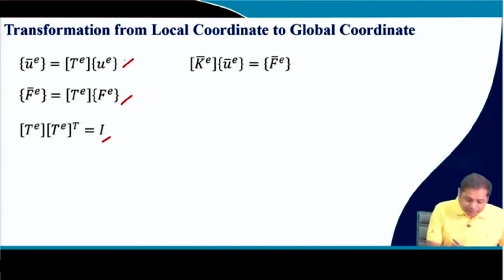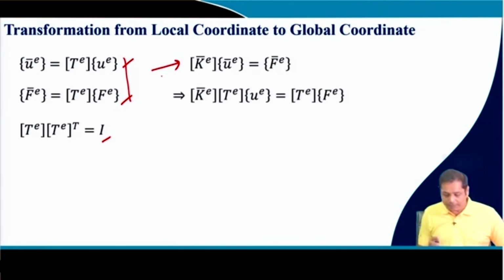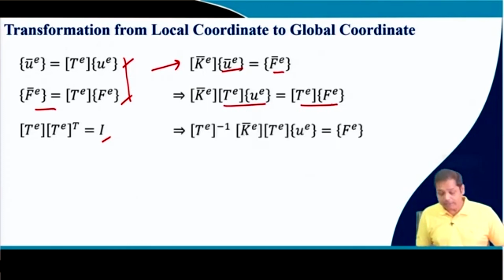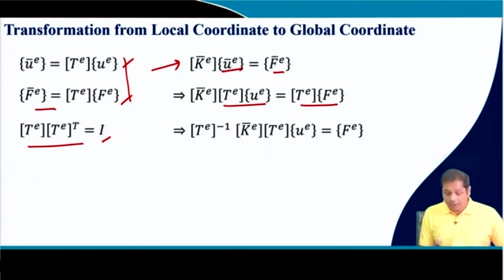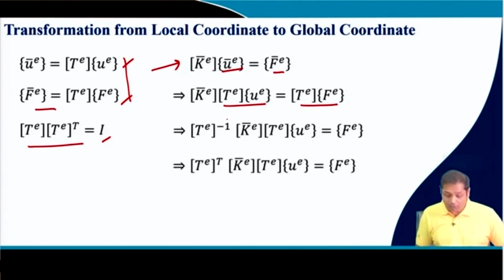Now with this information, if we substitute U bar from this, we have this, and then Fe bar from this expression, we have this. Now if you multiply both sides by the inverse of the transformation matrix, we have this. So this becomes Fe and this is your this. Now we apply the property of orthogonality. This matrix is orthogonal, so the inverse of this matrix is essentially the transpose of this matrix. So we have this transpose of the matrix, right?